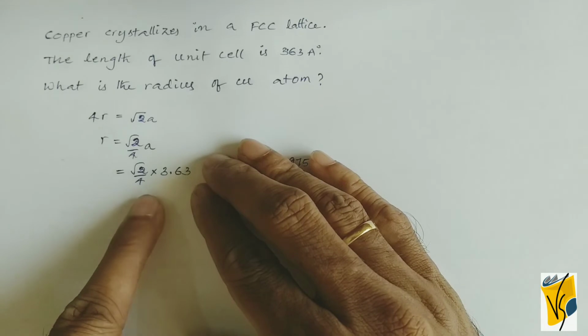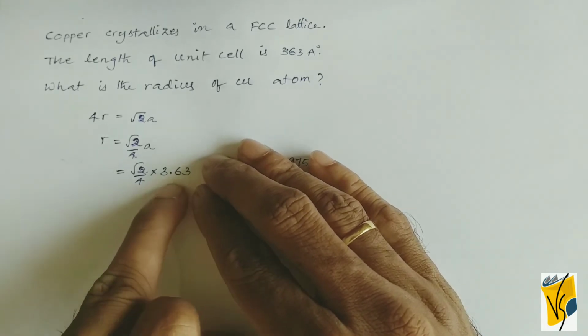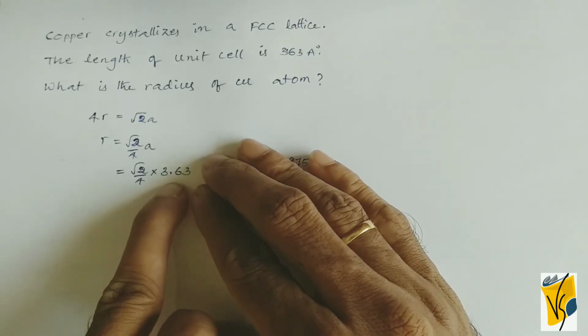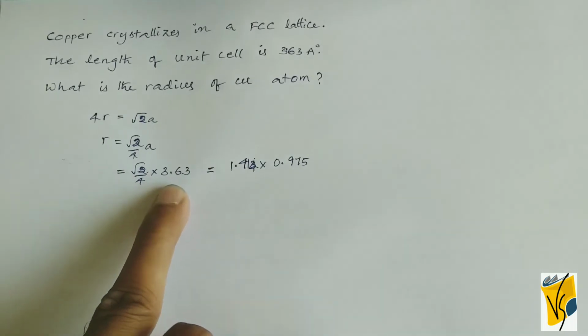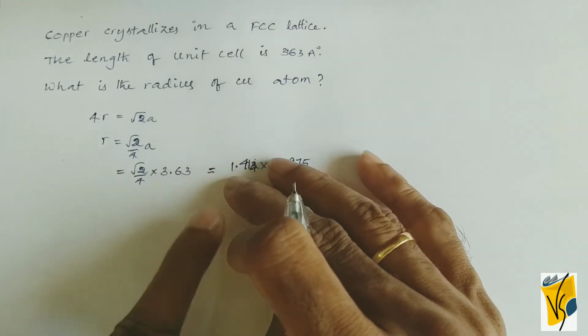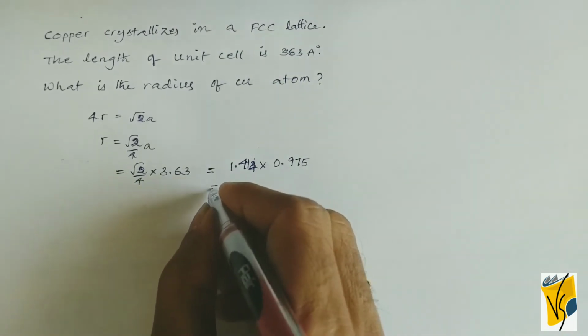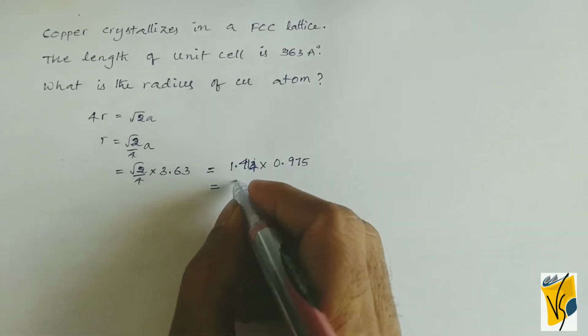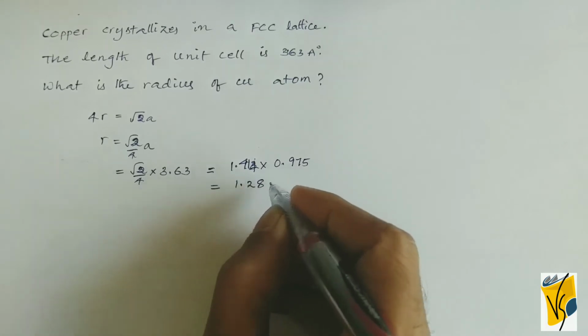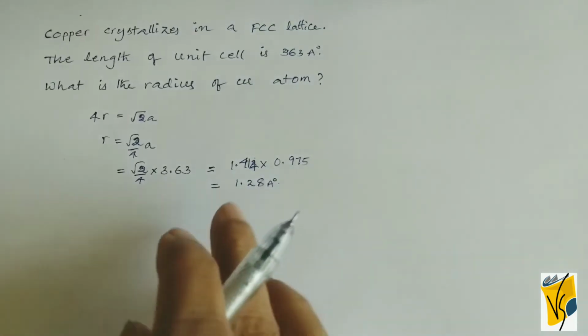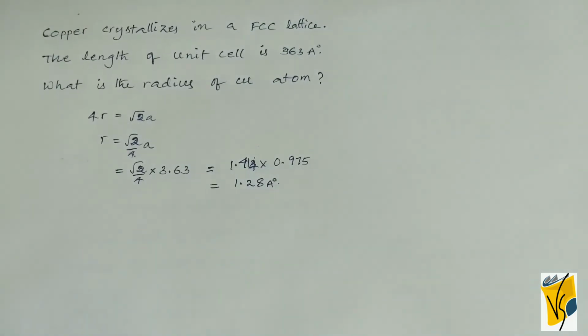Now simplify this. So 4 will be cancelled, 0.975 times here. So root 2 is equal to 1.414. Now multiply, you will get the answer as 1.28 angstroms, right? So after calculation you will get this answer. Now we'll move to the next problem.